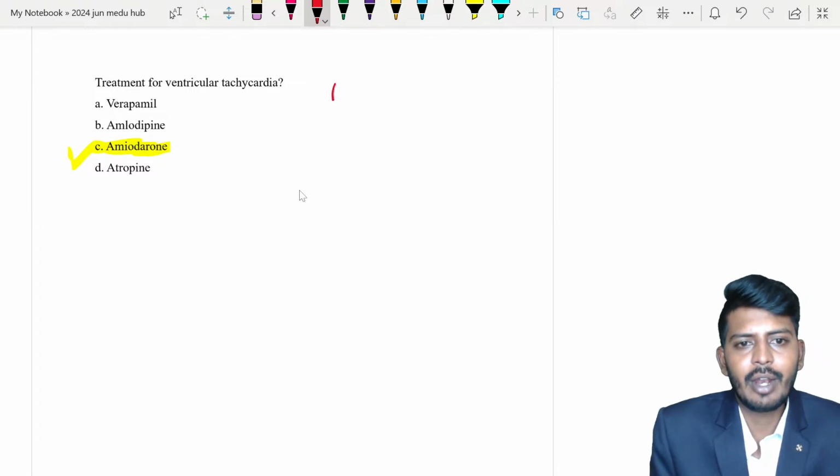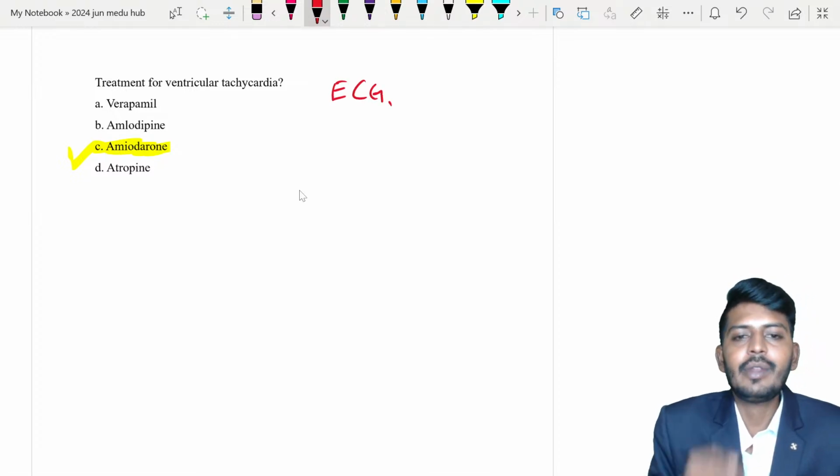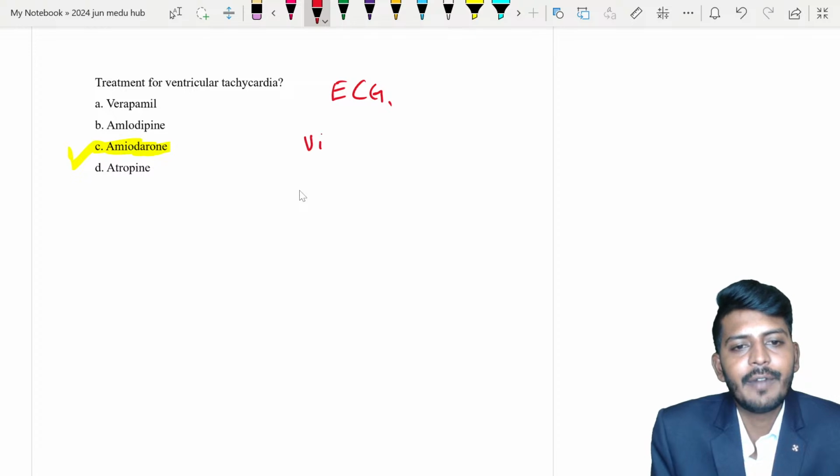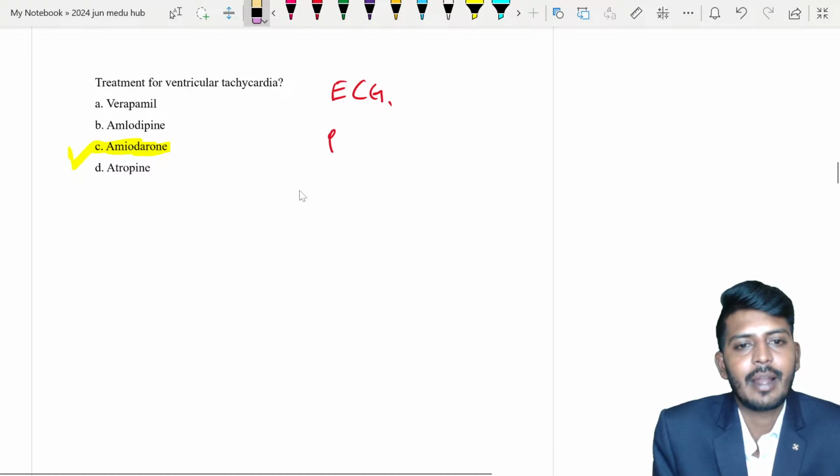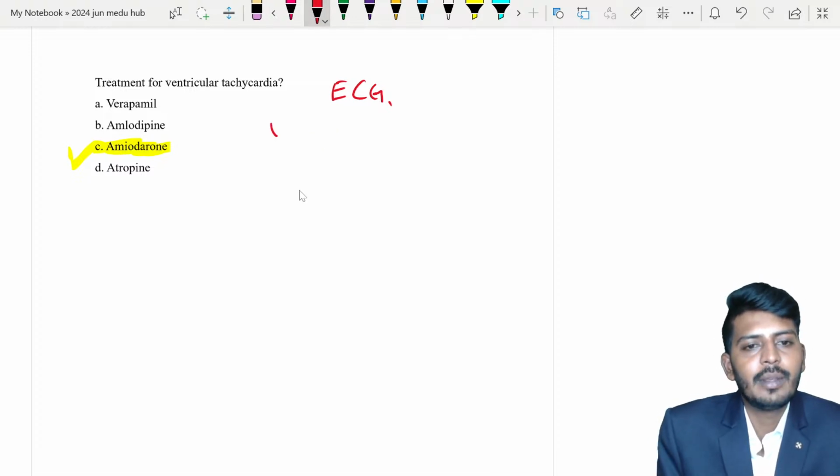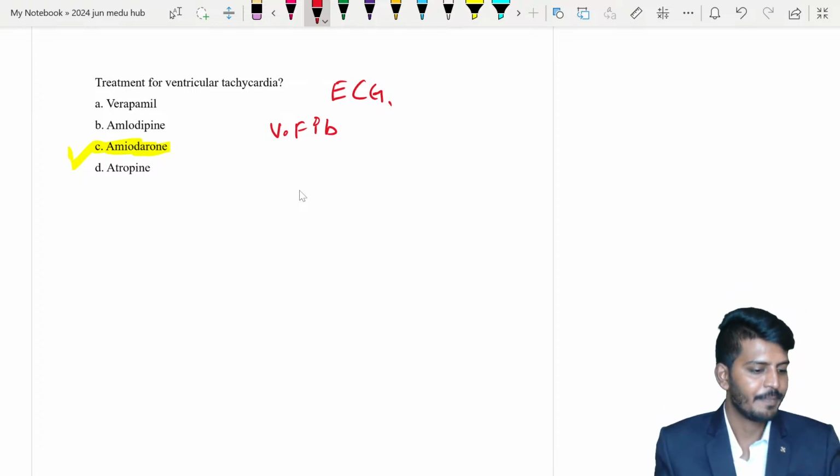Now let's look at the ECG. We have something called ventricular fibrillation. Listen carefully, this is confusing but also easy. I'll explain it once and you will understand.